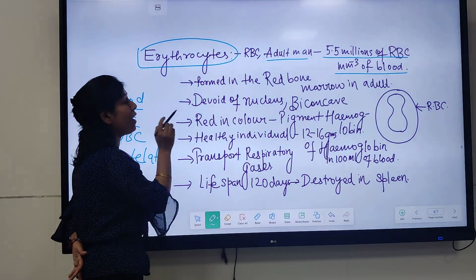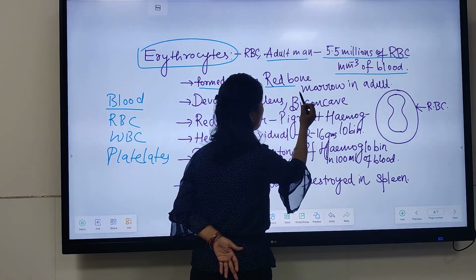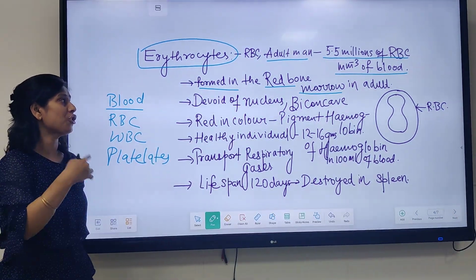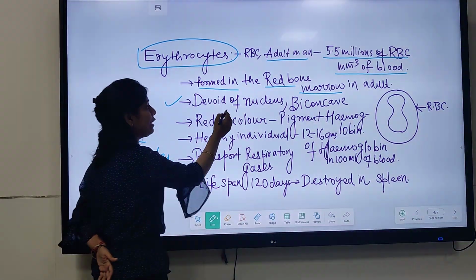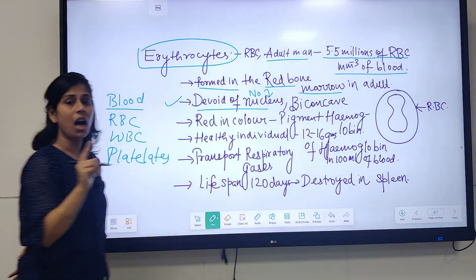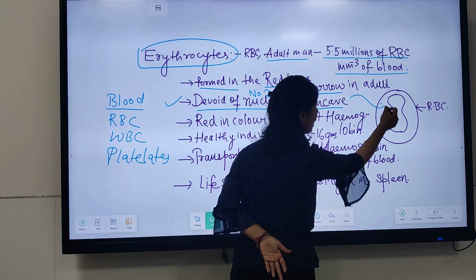Now where are they formed? It is formed in the red bone marrow in an adult. So in the red bone marrow cells you will find the formation of RBC. An important characteristic is that it is devoid of nucleus. No nucleus is there in RBC. It is biconcave in shape. Can you see the biconcave nature?